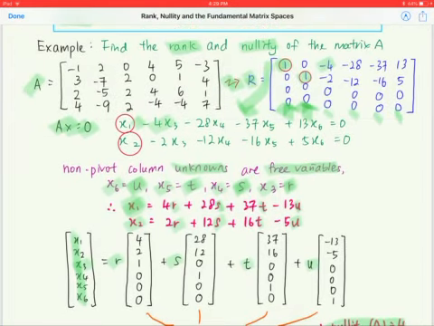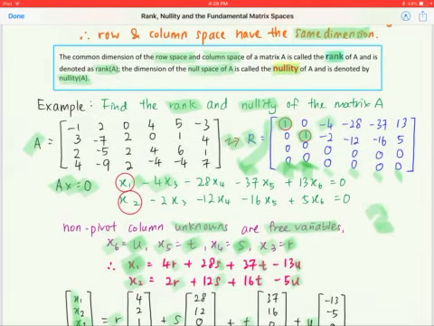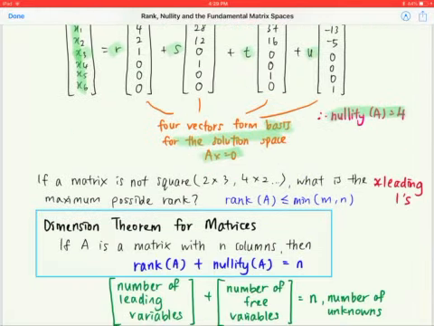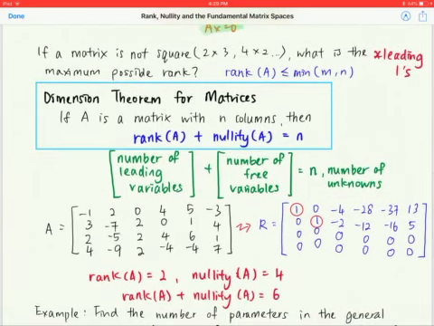Since we only have 2 leading ones here, the rank will be 2, because the rank depends on the dimensions of the row space and column space. So we have 2 leading ones here, so the rank will be 2. This is how you decide on the rank and nullity of a particular matrix.